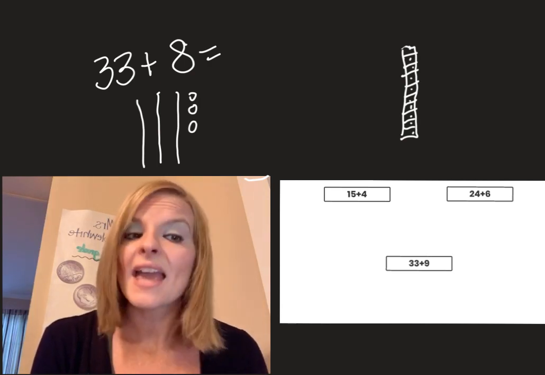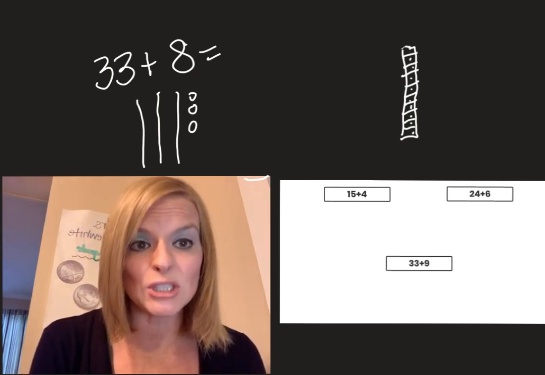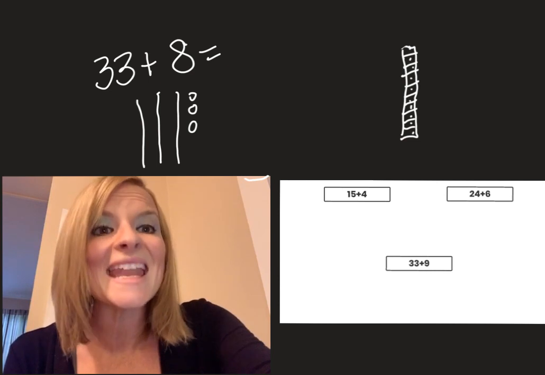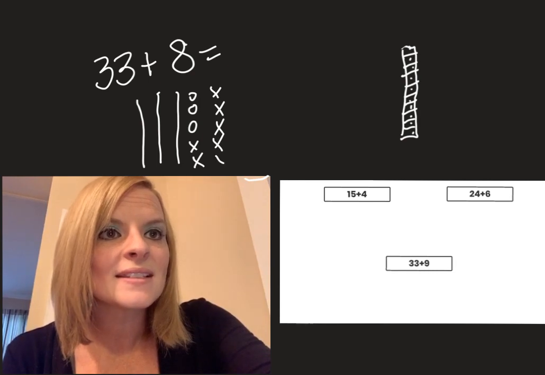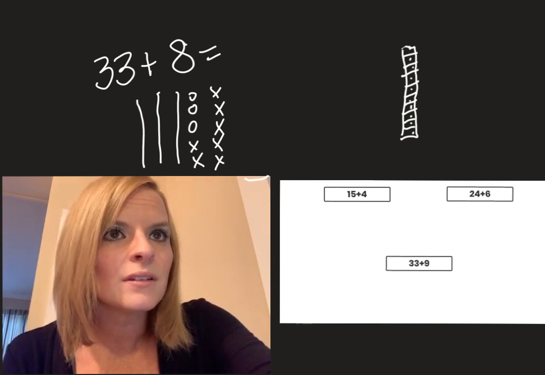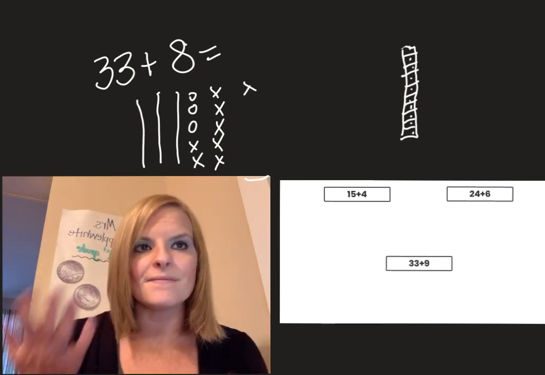8. Very good. And remember, Miss Applewhite likes to do X's just to show the difference between the two numbers. So I'm going to add 8 X's. 1, 2, 3, 4, 5, 6, 7, 8. Okay, so now I have my numbers.